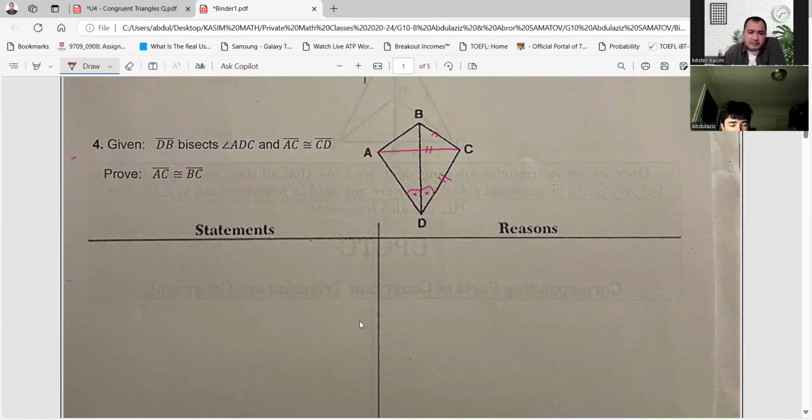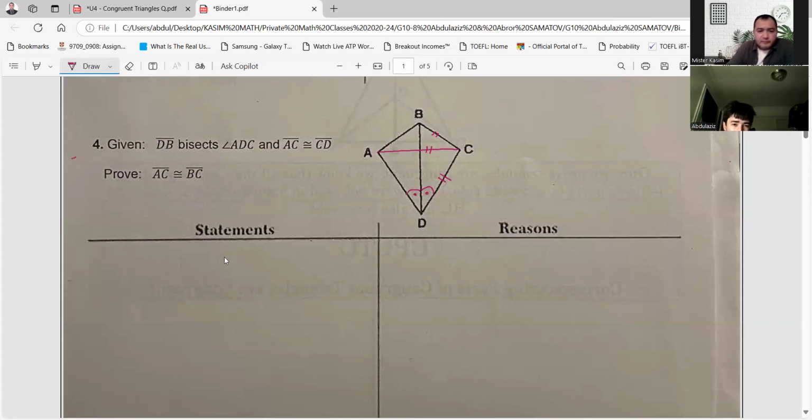DB bisects ADC, and AC is congruent to CD. Is something wrong here? I think AD should be equal to CD, but it's okay. Let's see. I think the question seems wrong. Anyway, prove AC is congruent to BC, right? To prove that, we have to show that AB is congruent to AD. How?